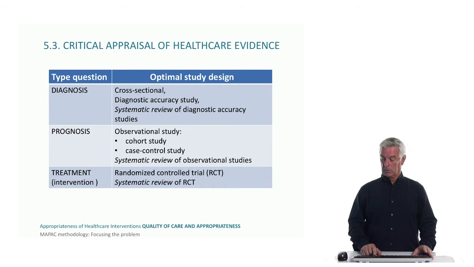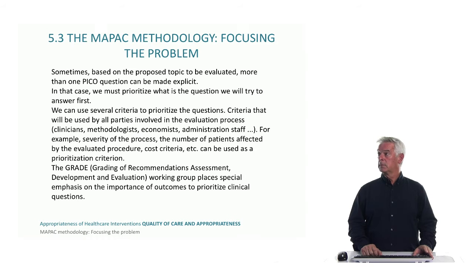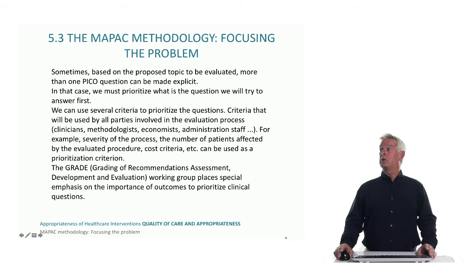These are the optimal study designs that you know. I want to go very quickly through this. The hierarchy. And this is the problem. Sometimes, based on the proposed topic to be evaluated, more than one PICO question can be made explicit. What is the problem here?